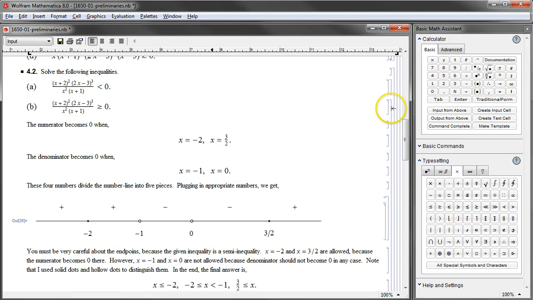If you have strict inequality, then you don't have to worry about the top or bottom. All those points, those zeros, are going to be excluded anyway. We have hollow dots all around, so this kind of thing is much easier. When semi-inequality takes place, you have to be extra careful about the denominator versus the numerator.